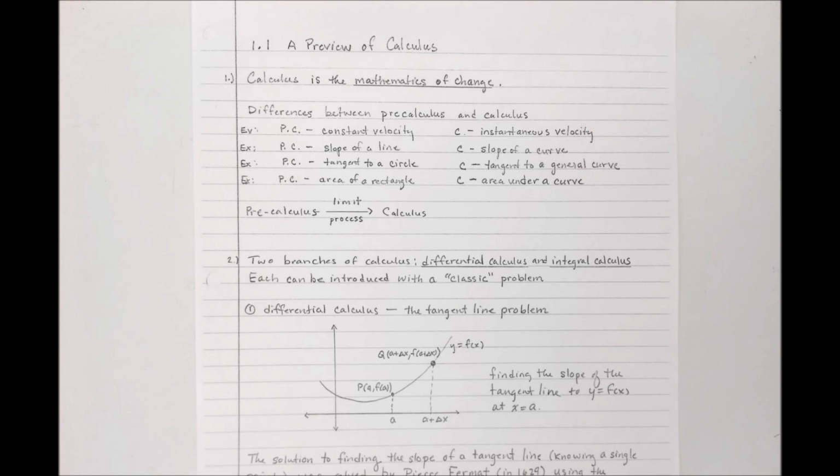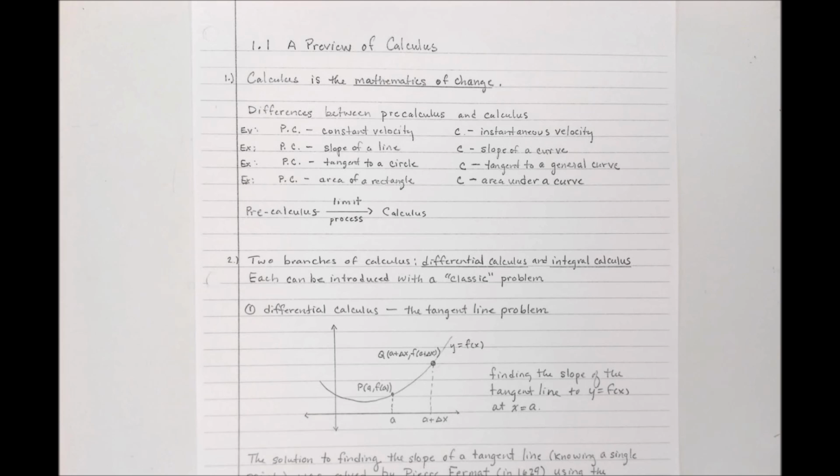What it does is it uses a process known as the limit process to take topics that we study in pre-calculus and change them into topics of calculus. Whereas in pre-calculus, everything is considered constant, calculus is more considered instantaneous. So we'll look at some of the differences here. I have 4 of them listed.